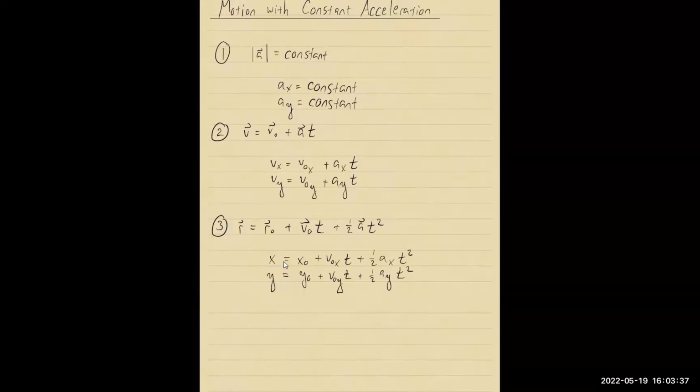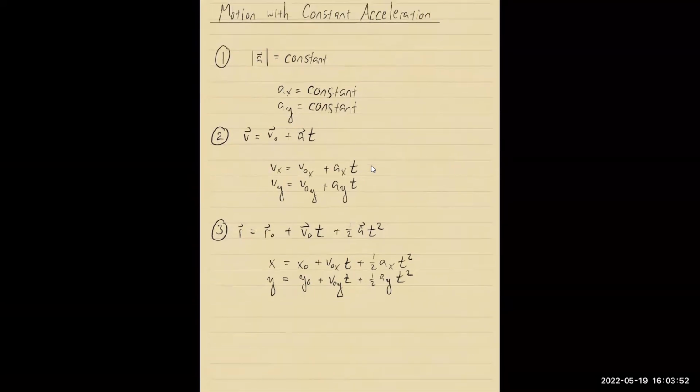Right? So all of these equations should sort of remind you of one-dimensional motion. And like I mentioned earlier, 2D motion is really just two 1D motion problems sort of put together. And it's not really any more difficult or complicated than that.